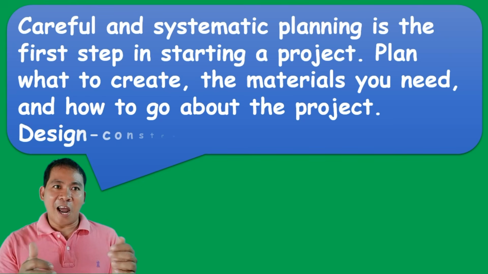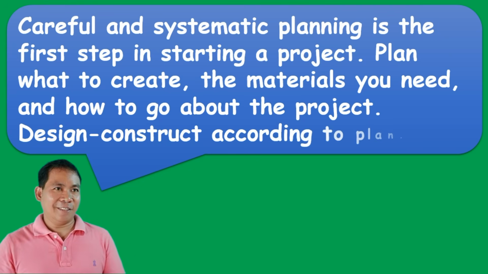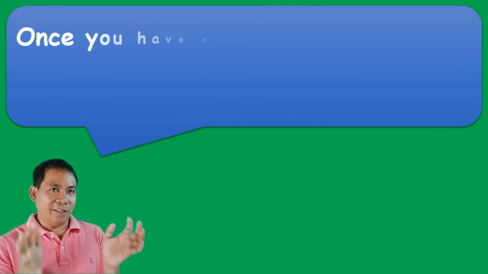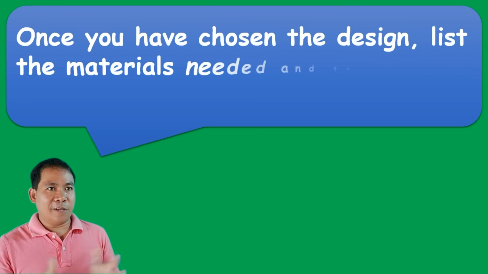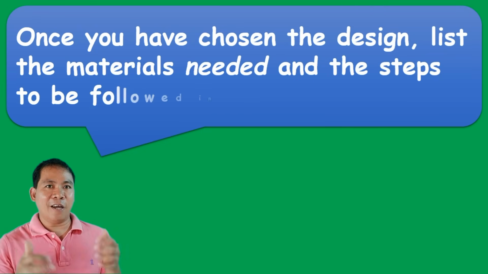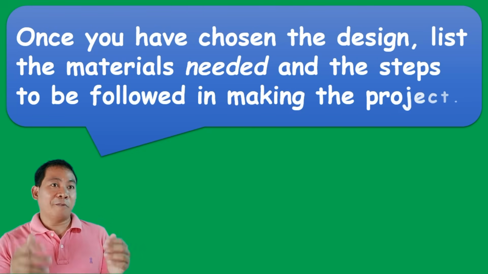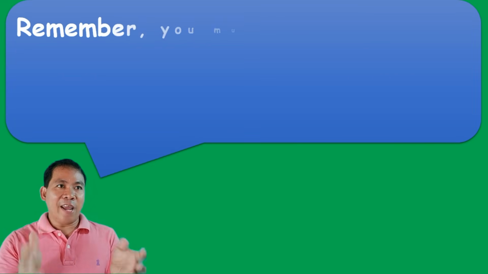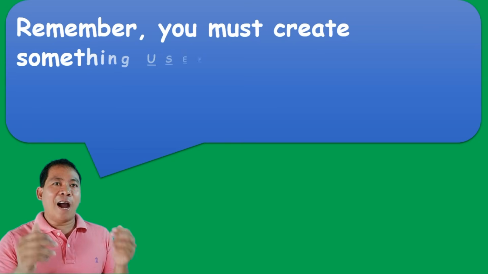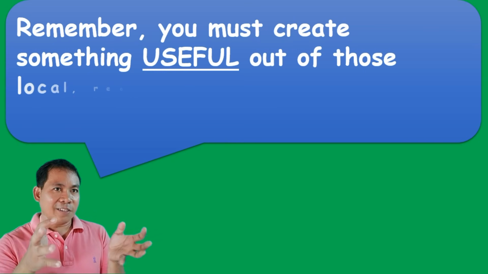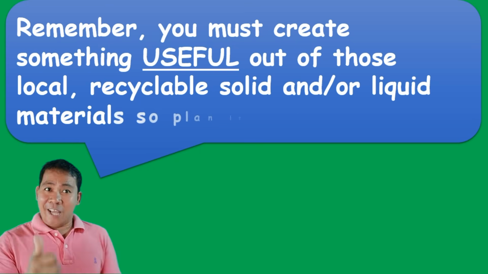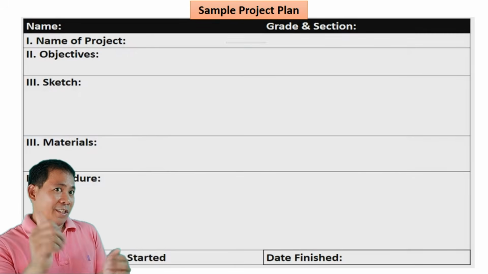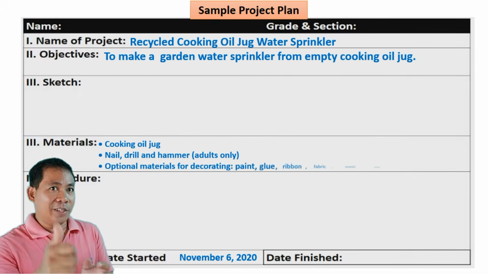Design, construct according to plan. Once you have chosen the design, list the materials needed and the steps to be followed in making the project. Remember, you must create something useful out of those local, recyclable, solid, and or liquid materials, so plan it carefully. This is an example of your project plan.